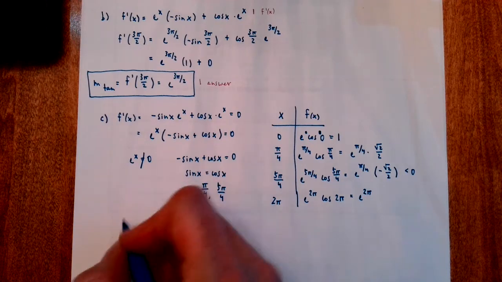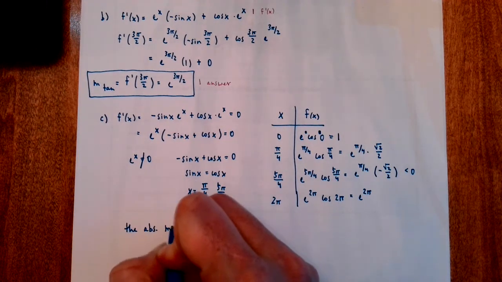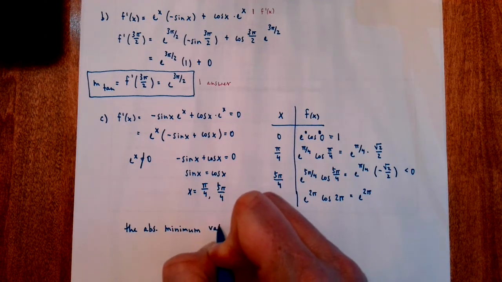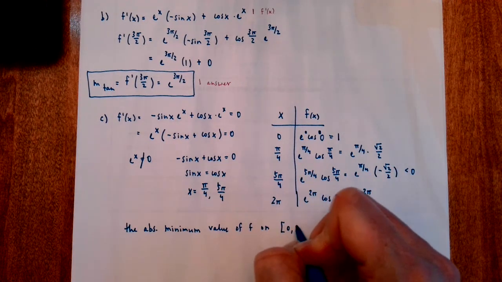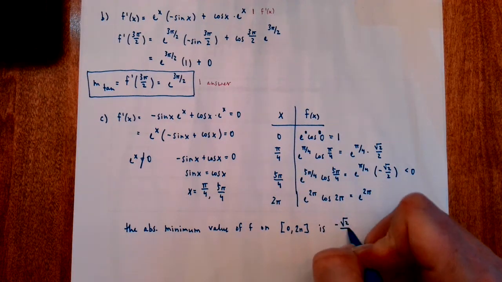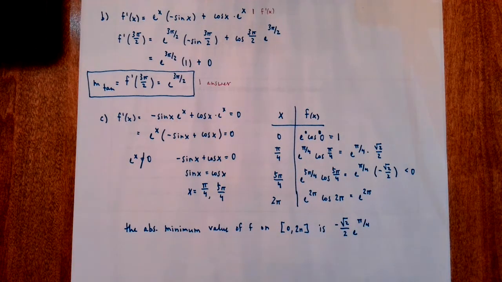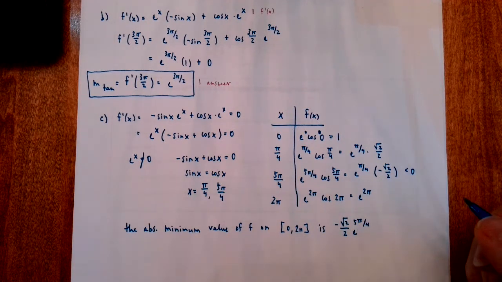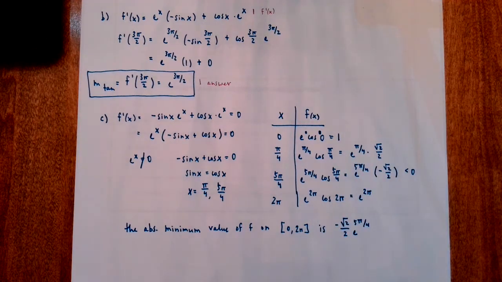So I would say that the absolute minimum value of f on the interval from 0 to 2 pi is negative root 2 over 2 times e to the pi over 4. Oops, not pi over 4, e to the 5 pi over 4. Hopefully you guys caught that. This should have been a 5 pi over 4 as well.